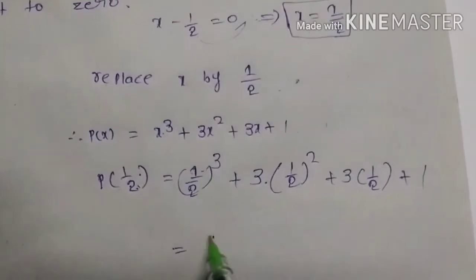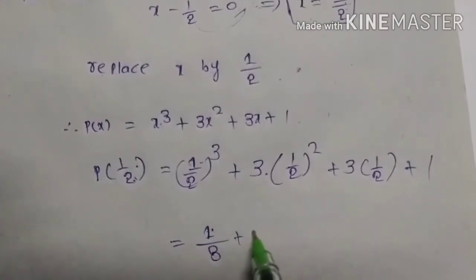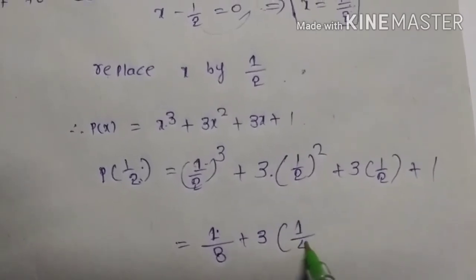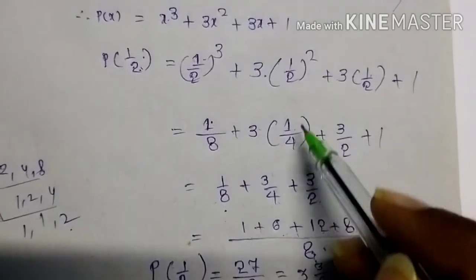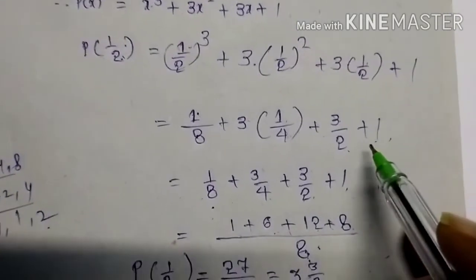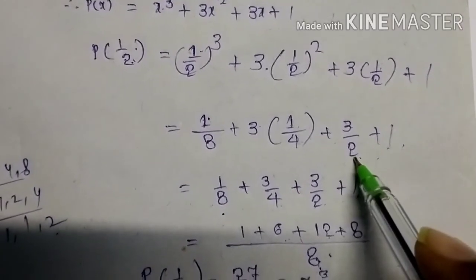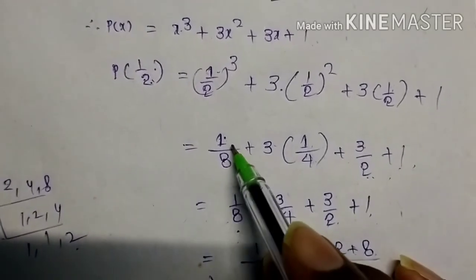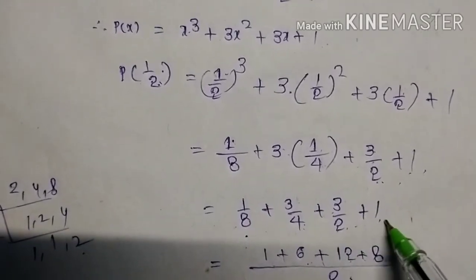See, 1 cube is how much? 1 only. 2 cube is how much? 8. See here, 3 into 1 square is how much? 1 only. 2 square is how much? 4. Now see here, 1 square is 1. 2 square is how much? 4. Plus 3 ones are 3 by 2 plus 1. Now see here, all these are unlike fractions. How can you do it? See here, I am writing here 1 by 8, plus 3 ones are 3 by 4 plus 3 by 2 plus 1.